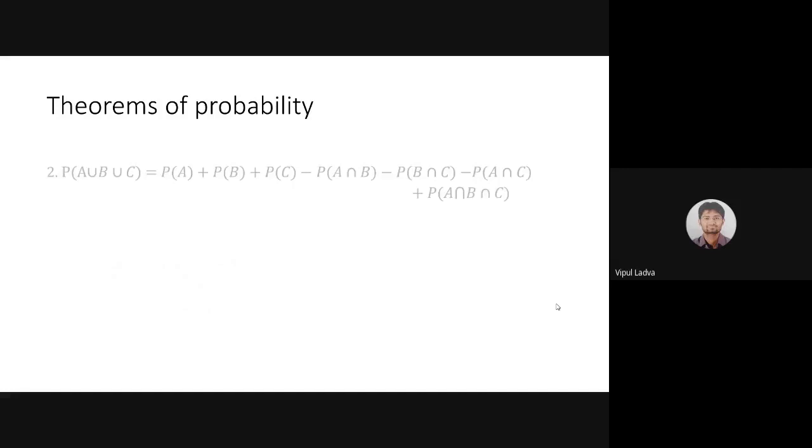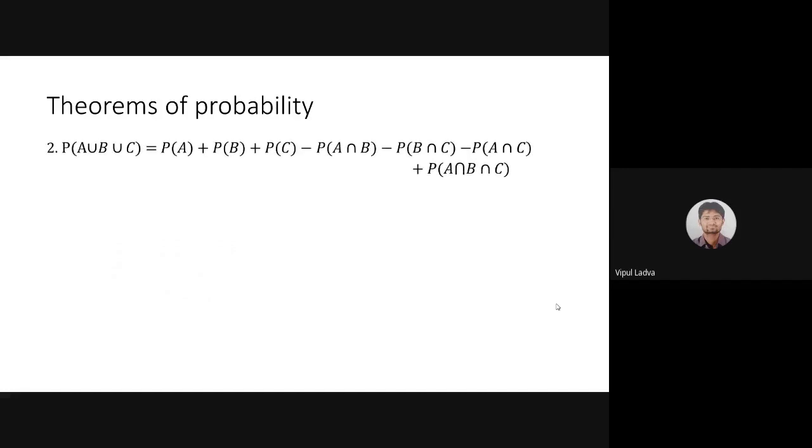Okay, let me take you for that. Yes, this is the formula: P of A union B union C. That means the probability of occurrence of any of these three events, A or B or C. That will be P of A plus P of B plus P of C minus the three intersection parts, plus one additional part.